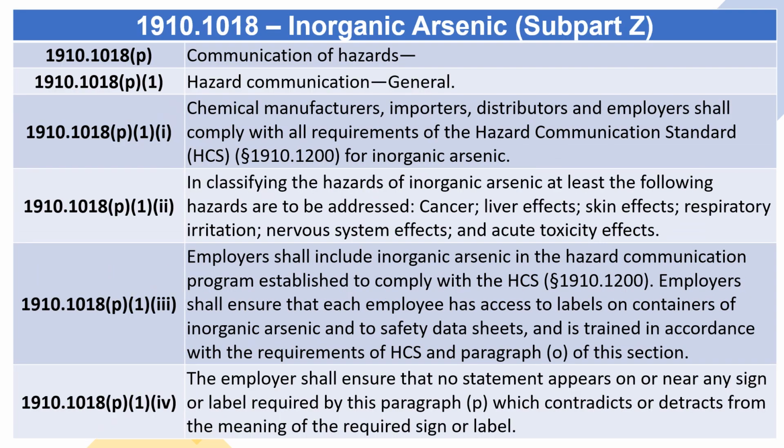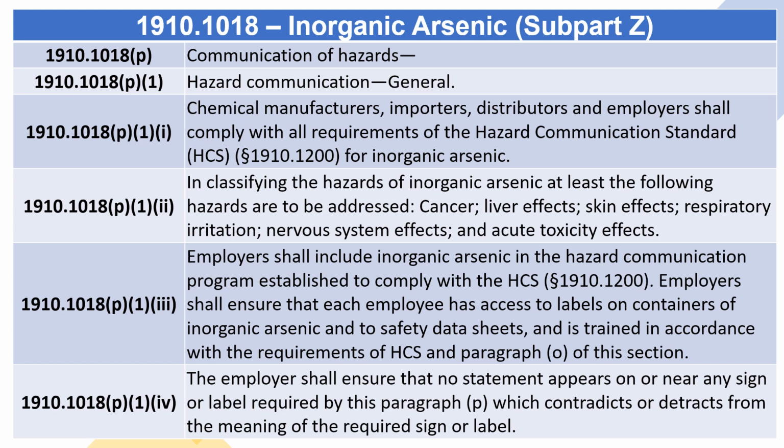1910.1018 P. Communication of hazards. 1910.1018 P1 Hazard Communication General. 1910.1018 P1 I through 1910.1018 P1 4: Chemical manufacturers, importers, distributors and employers shall comply with all requirements of the Hazard Communication Standard, HCS, Section 1910.1200, for inorganic arsenic. In classifying the hazards of inorganic arsenic, at least the following hazards are to be addressed: cancer, liver effects, skin effects, respiratory irritation, nervous system effects, and acute toxicity effects.